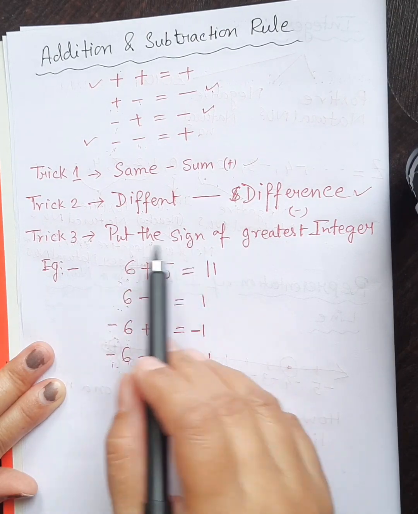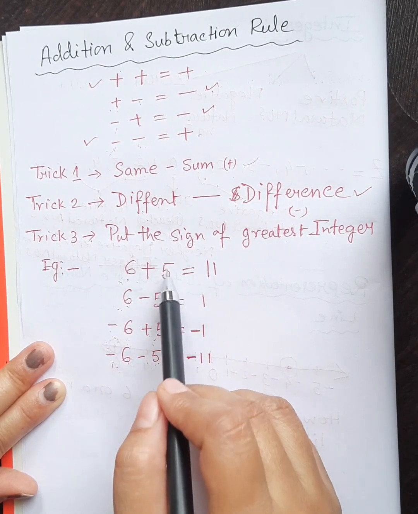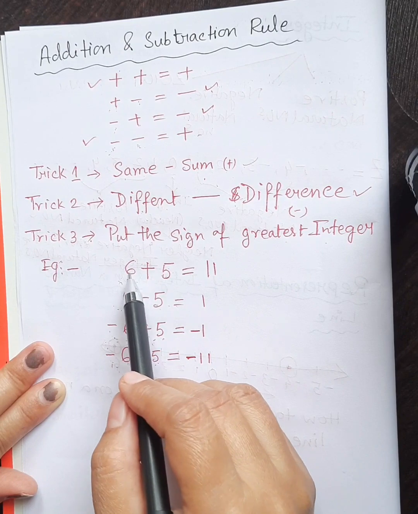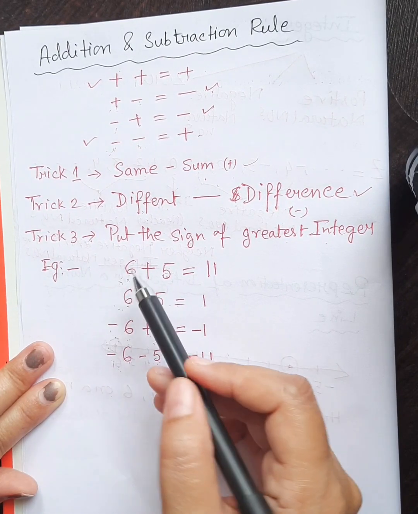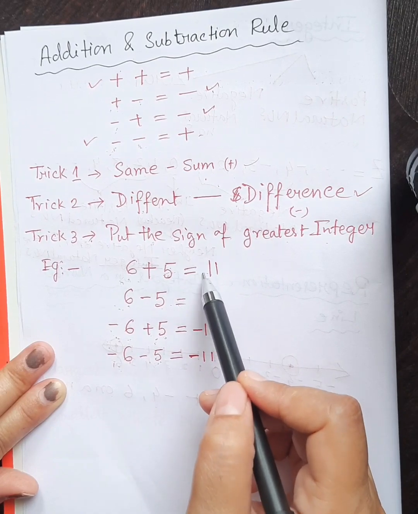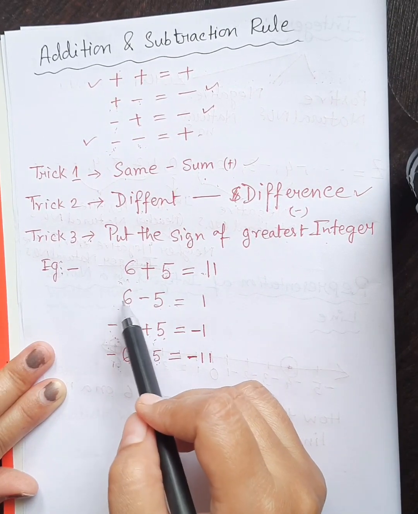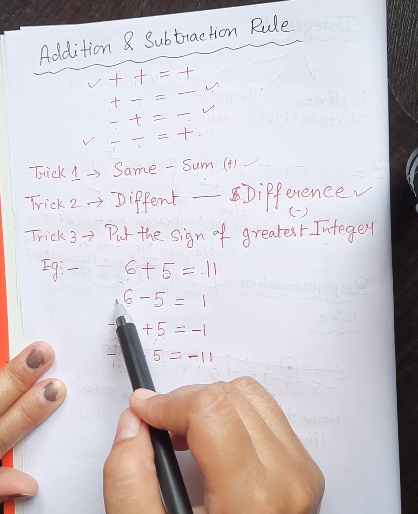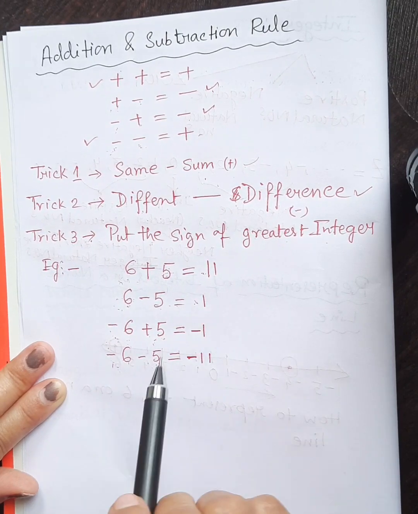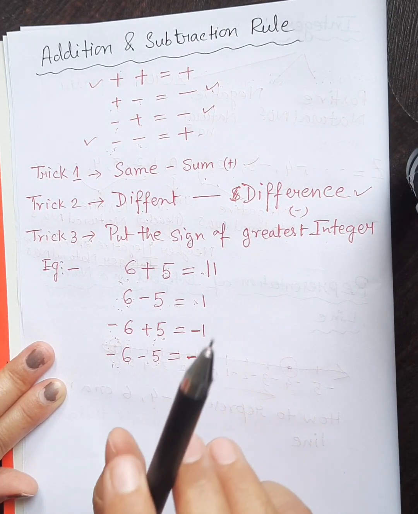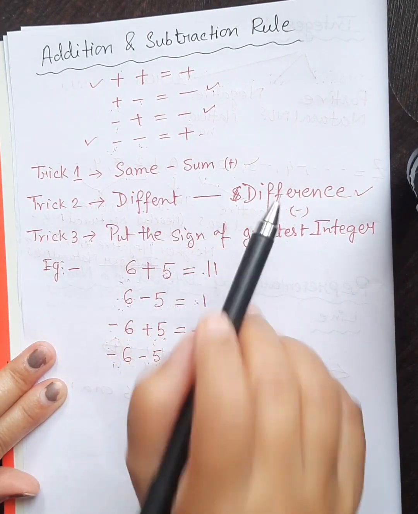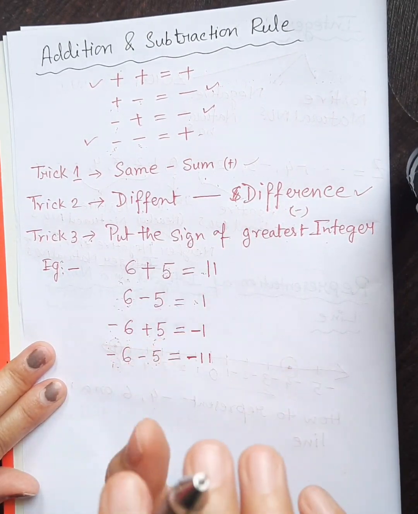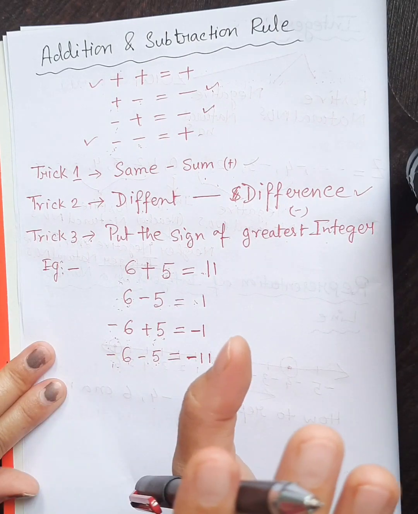Now we can apply trick number 3 to the first and second examples. See, who is the greatest? 6. Before 6 there is nothing, which means plus sign, that's why this is plus. Simply remember: same sum, different difference, and put the sign of the greatest integer. That's all. Okay.